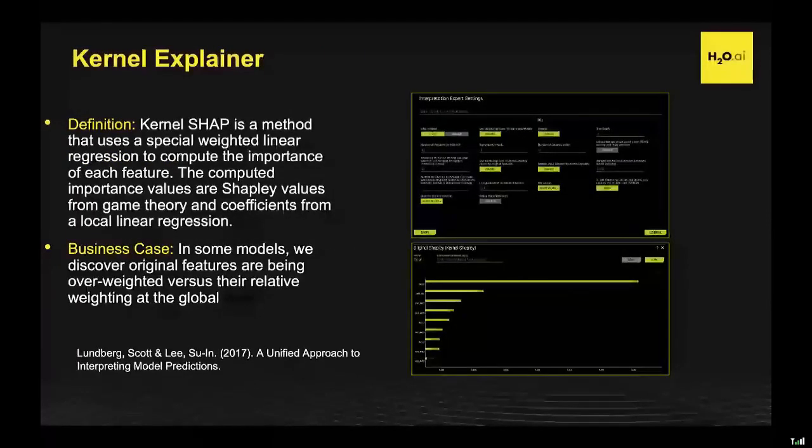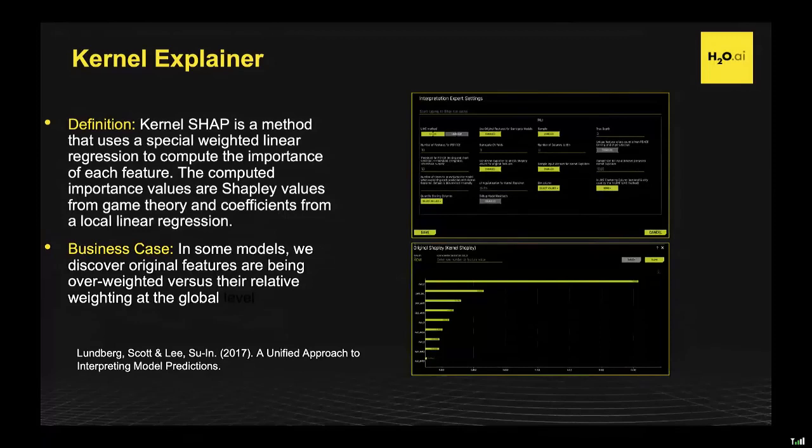Kernel Explainer, Kernel Shap is a further build out. I think Shapley values are the latest and greatest in understanding variables in your data set, and Kernel Explainer and Kernel Shap is a great build off of that, right? The simple intuition is in some models, we discover original feature weightings are being overweighted versus their relative weighting at the global level. I think this is an awesome, awesome methodology. I think variable importance, feature importance is critical, and I think Shapley gives you a deeper intuition as to how and why things are getting weighted.